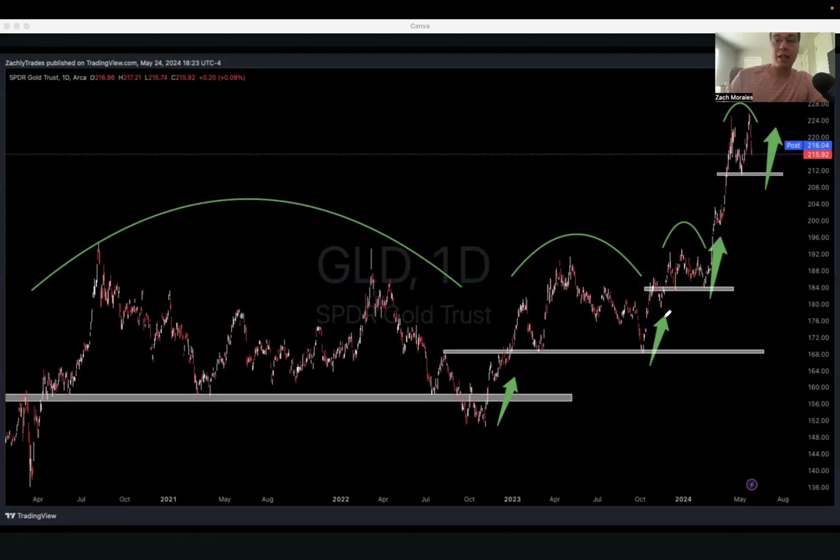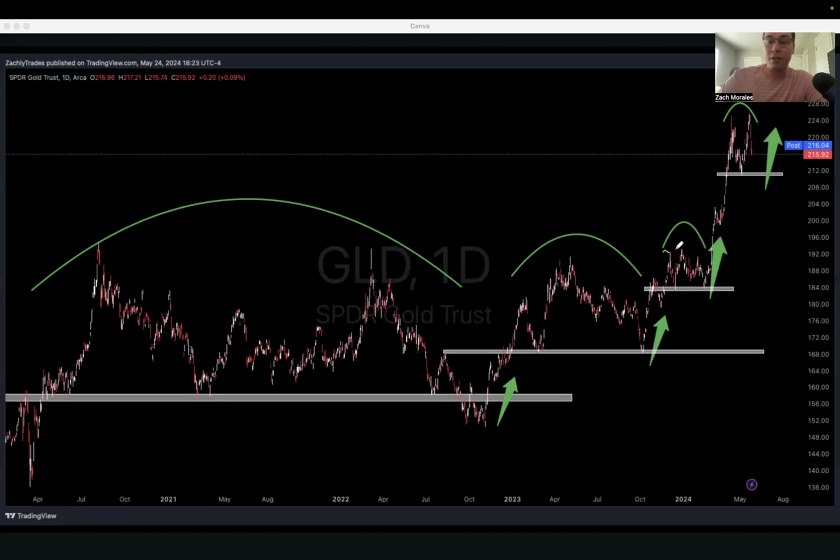So you have people selling who are now covering those positions, buying back the stock, buying back the ETF, in this case GLD. And then you have people also just going long in general and buying it. So you have people buying to open, going long, and you have people buying to close their short positions, and it causes these really fast moves.